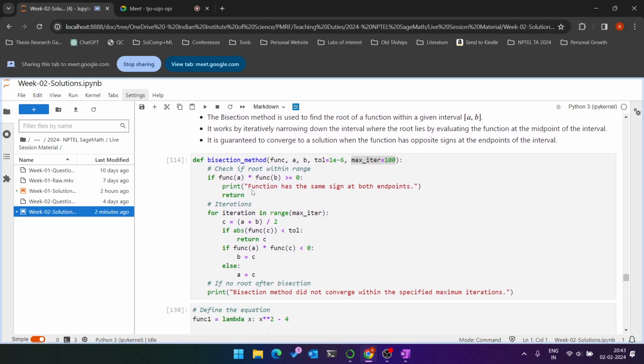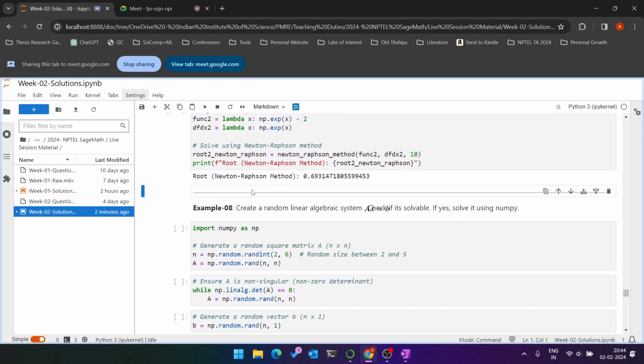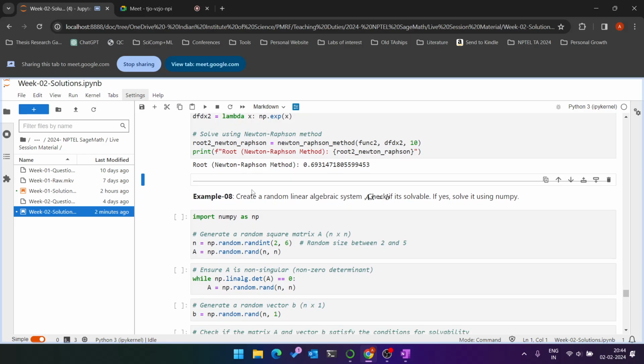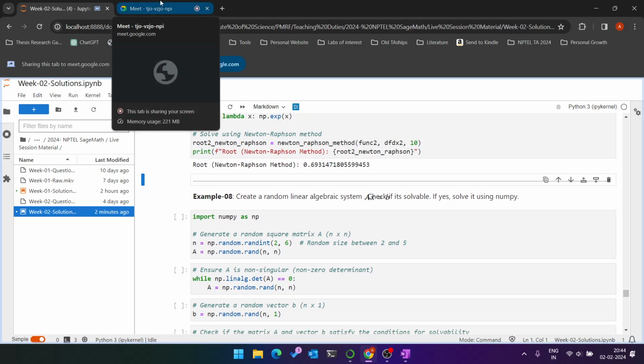So I hope both the bisection and Newton-Raphson methods, the logic behind them, and the codes associated are clear. If not, you may stop me now.